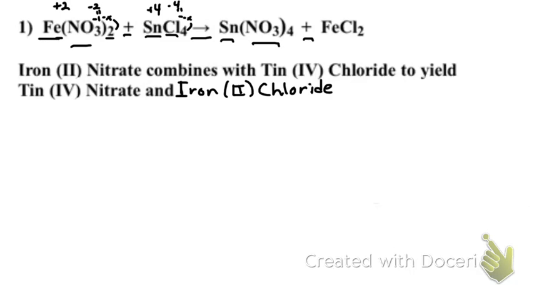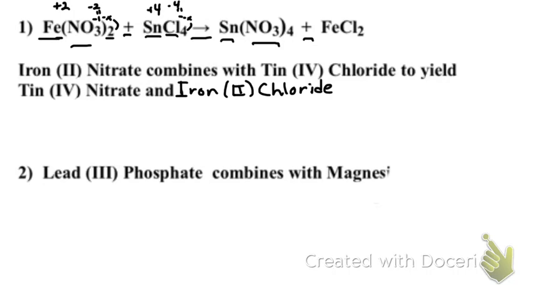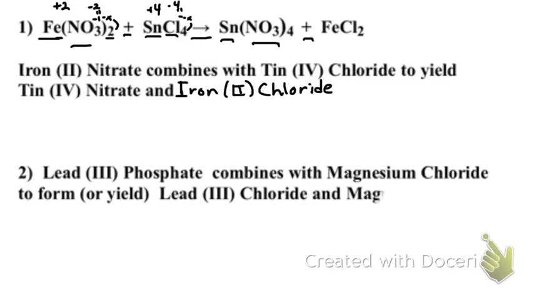The other half is to go from the word form to this formula equation. So, our next example problem will do just that. So this example problem says lead 3 phosphate combines with magnesium chloride to form or yield lead 3 chloride and magnesium phosphate. Take a second and write that down. You can pause it to give everyone a chance to write it down.